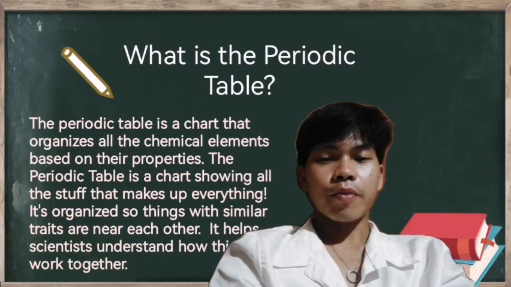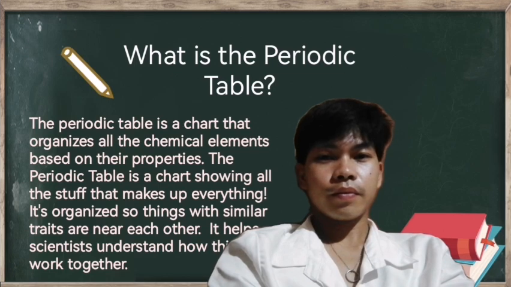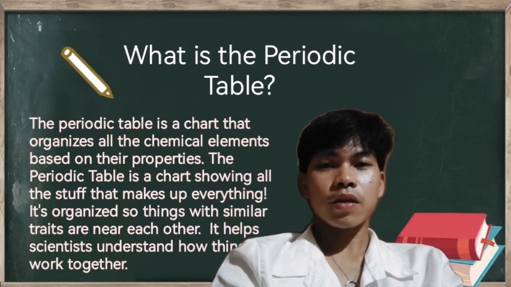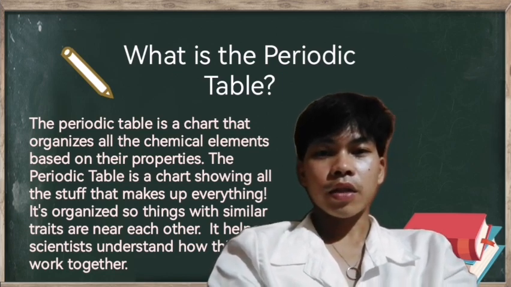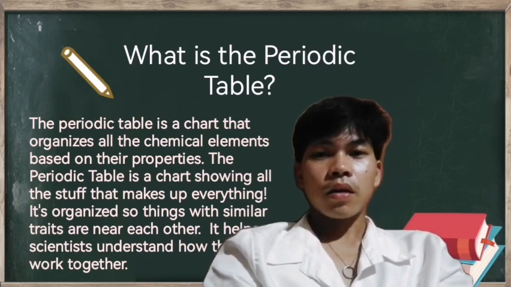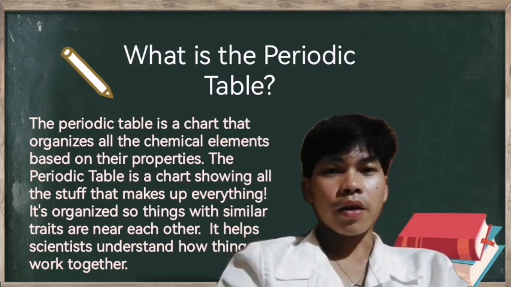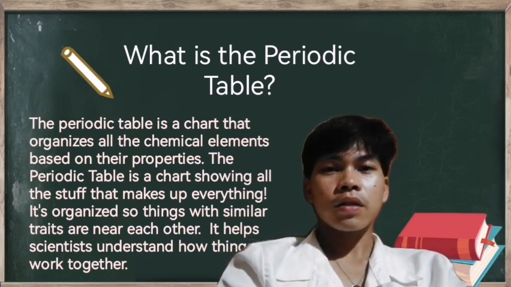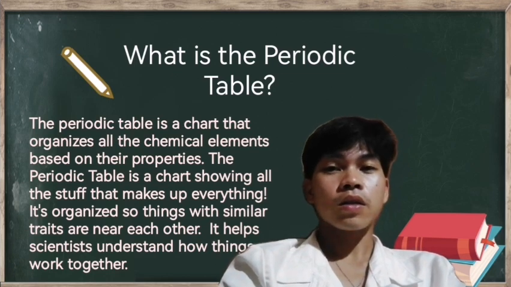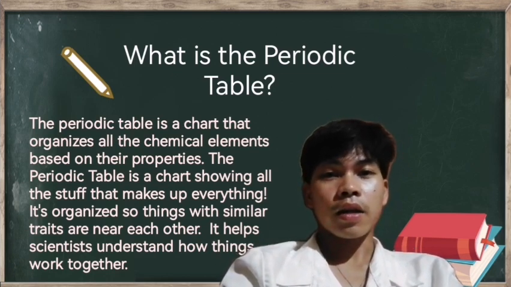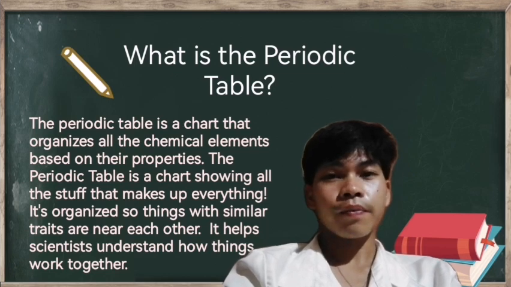What is the periodic table? The periodic table is a chart that organizes all the chemical elements based on their properties. A chart showing all the things that make up everything. It organizes so things with similar traits are near each other. It helps scientists understand how things work together.